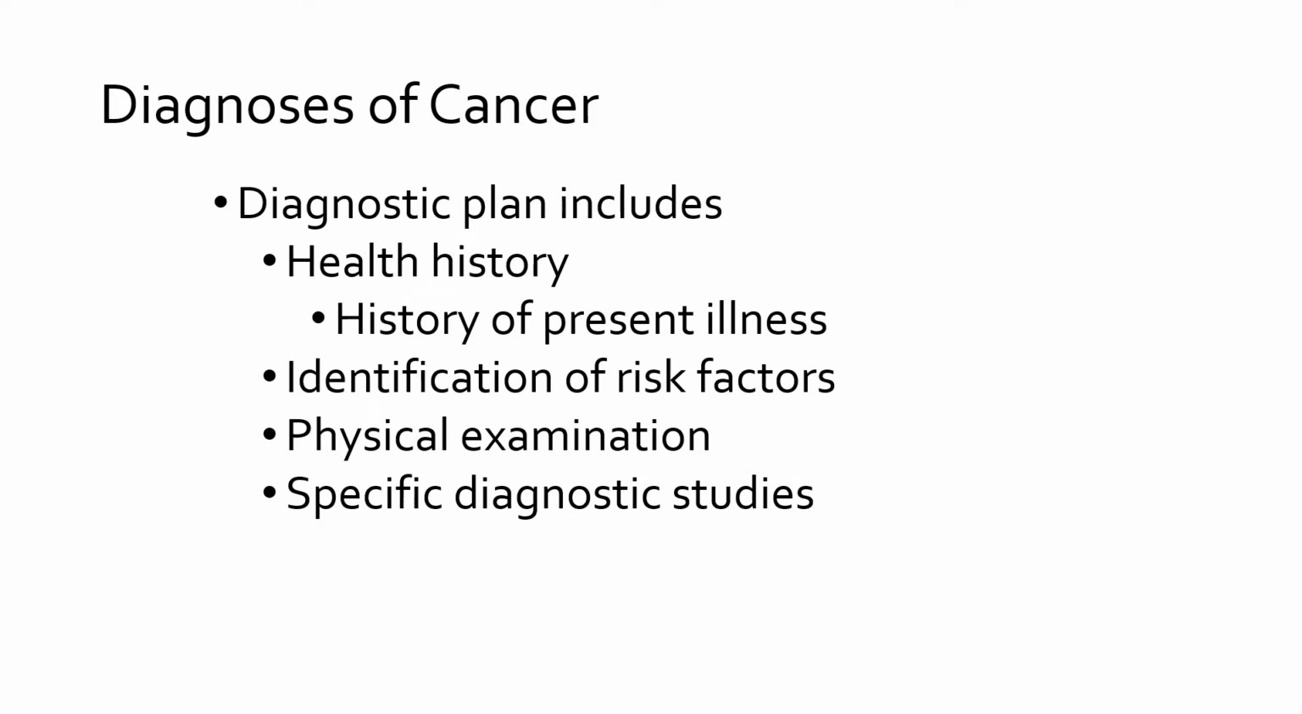Diagnosis of cancer. The diagnostic plan will include the health history, and that would be the history of present illness. Some people are notified of a potential cancer diagnosis from a pre-screening lab or a test, for example, the PSA or a mammogram. And some will present first with their abnormal symptoms, and then they get diagnosed from there. Also, identification of risk factors. Of course, it's family history, smoking, alcohol, what do they do for a living, exposure to radiation, and also recreational drugs.